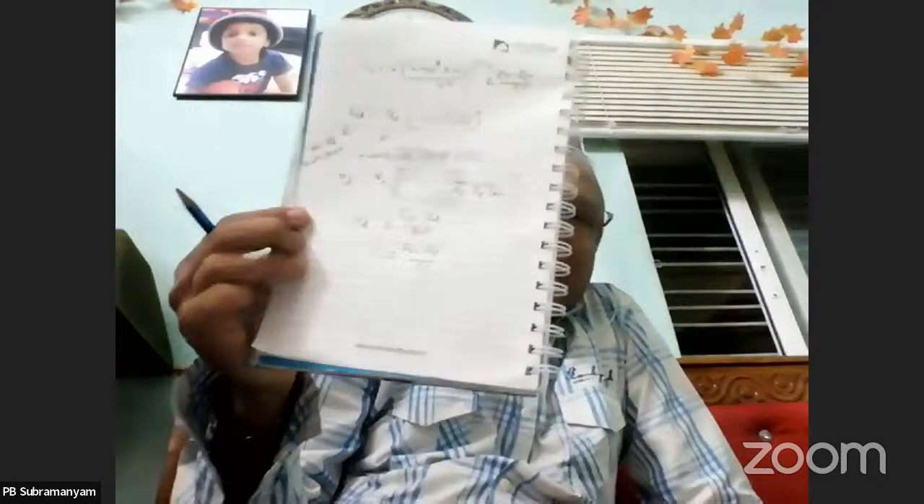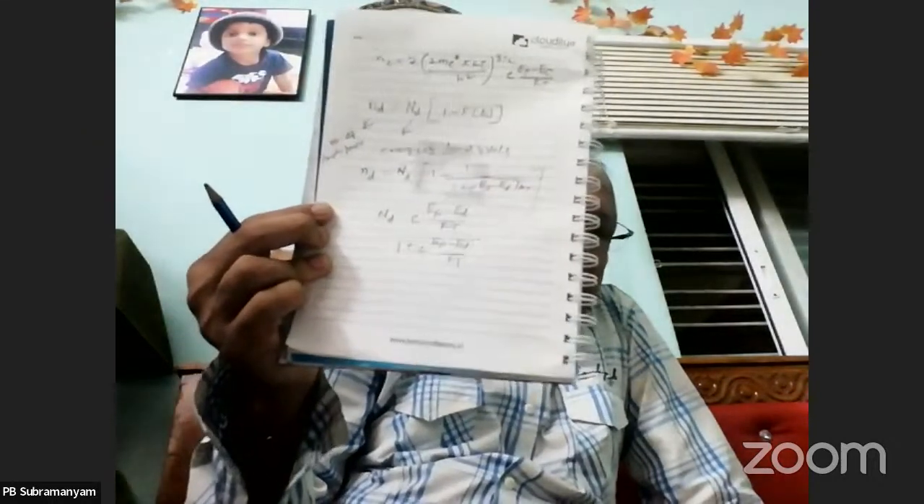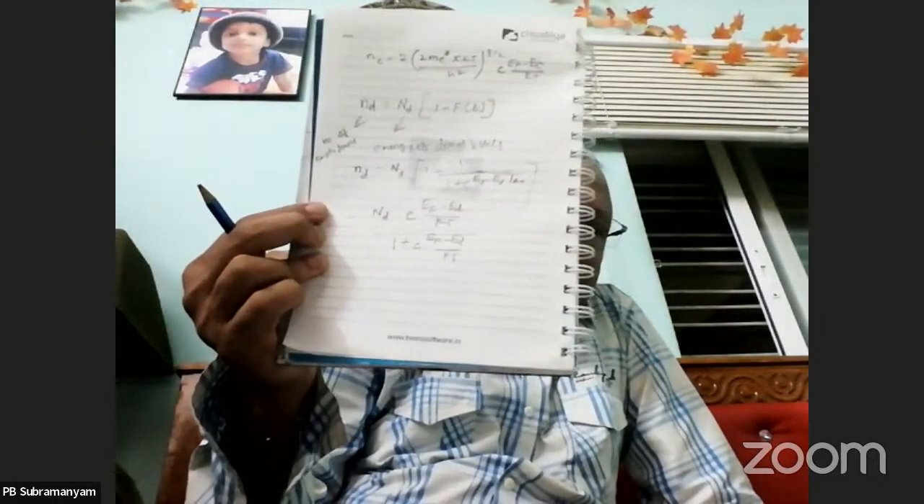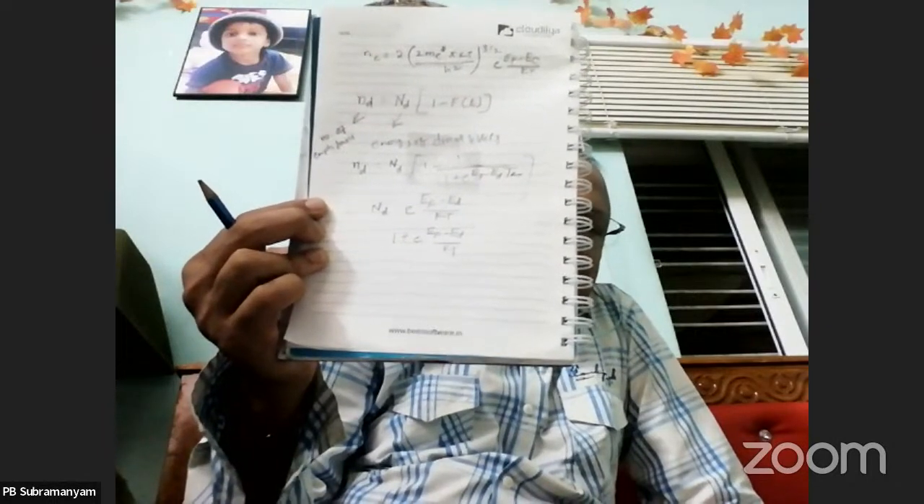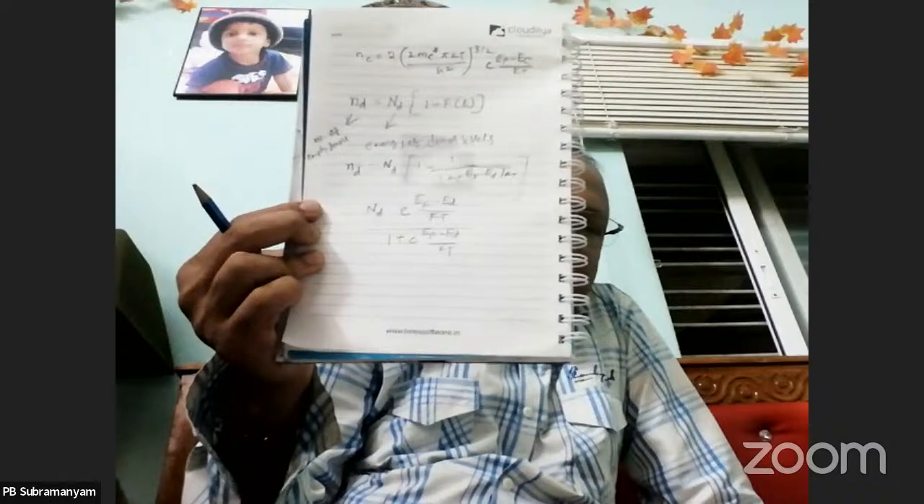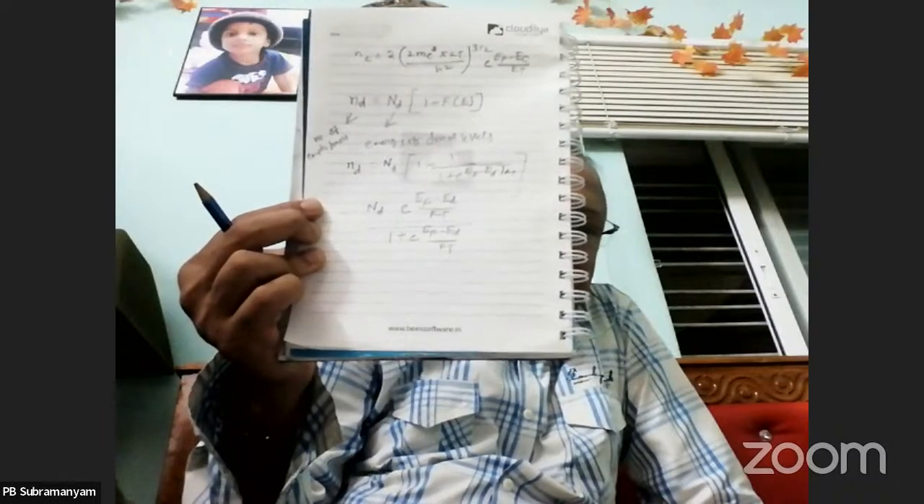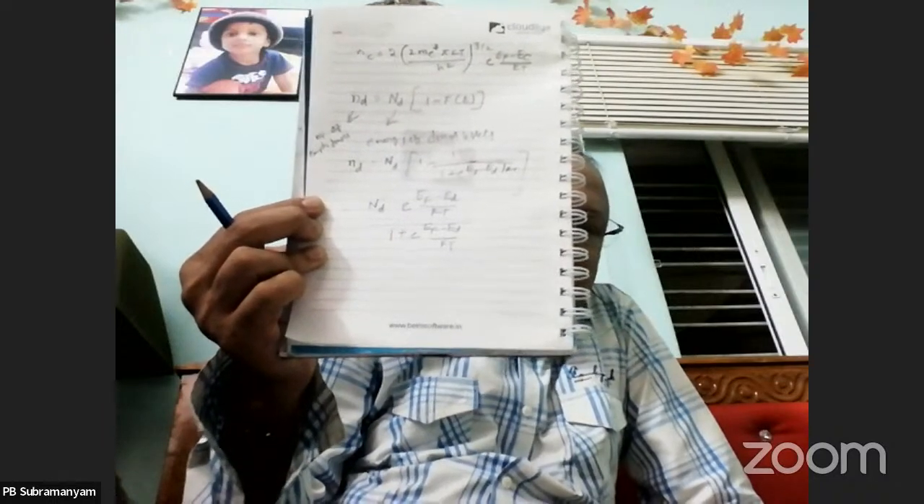Okay, so I'll tell you what. See, ND multiplied by e power of (EF minus ED) by KT whole divided by 1 plus e power of (EF minus ED) by KT. Okay, so now we have to put a condition here. What condition? e power of (EF minus ED) by KT is very much greater than 1. That's one of the conditions. Then EF minus ED is very much greater than or equal to KT.